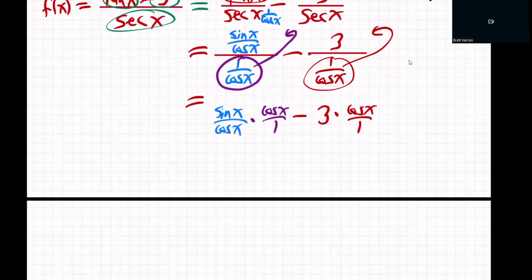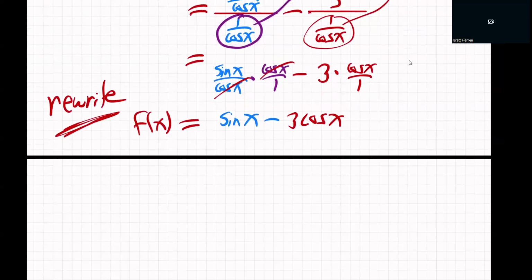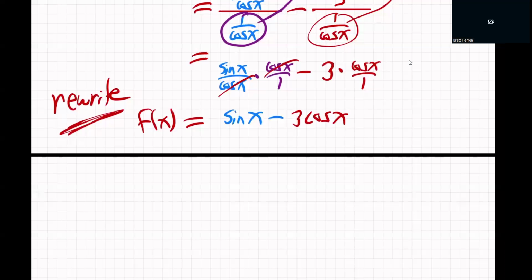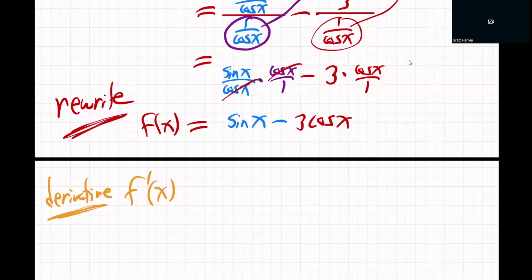Okay, now why is that? You might say, okay, well, great, so what? Well, you see what happens? These cosines cancel. And so this just becomes sine of x over 1, but there's no need to show the over 1, minus, and then this will be 3 cosine x. Again, you don't need to show the over 1. So now, I still haven't done the derivative. All of that is rewrite. Now finally, I'll take the derivative.